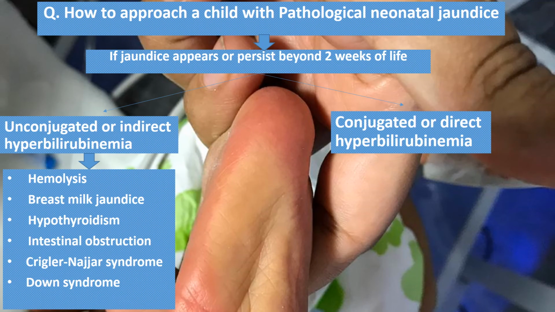Now, if the newborn has jaundice which appears or persists beyond 2 weeks of life, then again see whether it is indirect hyperbilirubinemia or direct hyperbilirubinemia. In indirect hyperbilirubinemia, as I said before, we have to rule out hemolysis and infection, and if it is not there, then rule out Crigler-Najjar syndrome, Lucey-Driscoll syndrome, and rule out intestinal obstruction, hypothyroidism, Down syndrome, and other metabolic disorders. If there is direct hyperbilirubinemia, then we have to rule out whether it is hepatocellular, or due to obstruction in the biliary tract, or due to metabolic and endocrine disorders.